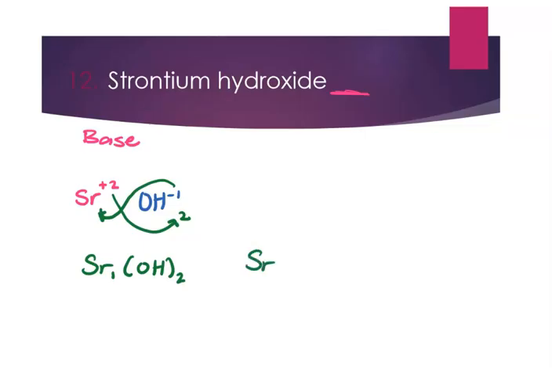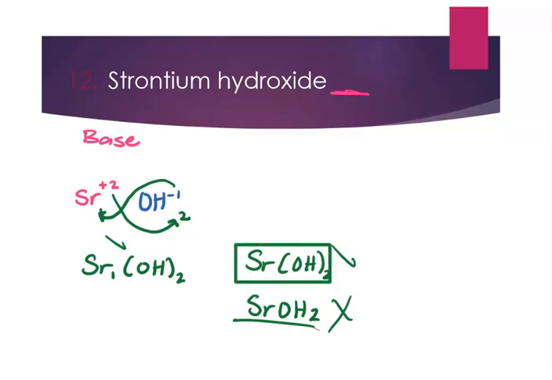I can also just write this as Sr(OH)2 with the 2 outside of the parentheses. What I cannot do is write it like this. That is incorrect. This is good, this is good, this is bad. This is actually my preferred way of writing it, so that's the one I'm going to circle.